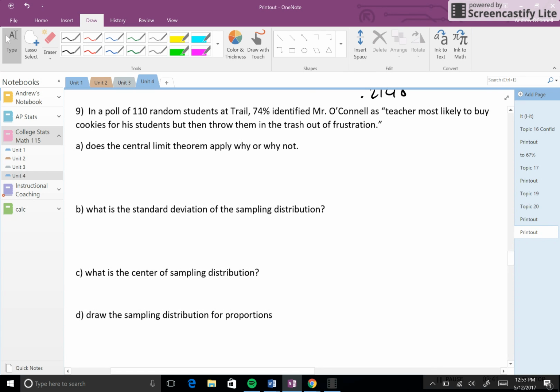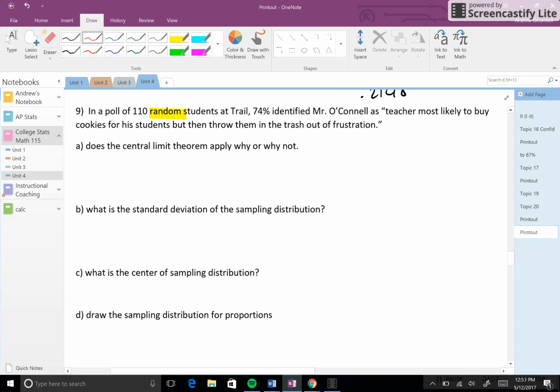Hey guys, get a kick out of number 9. In a poll of 110 random students, important, 74% identified Mr. O'Connell as the teacher most likely to buy cookies for his students, but then throw them in the trash out of frustration. And then I'll even add, and have the students go into the trash and eat them on their way out. It happened. Does the central limit theorem apply?